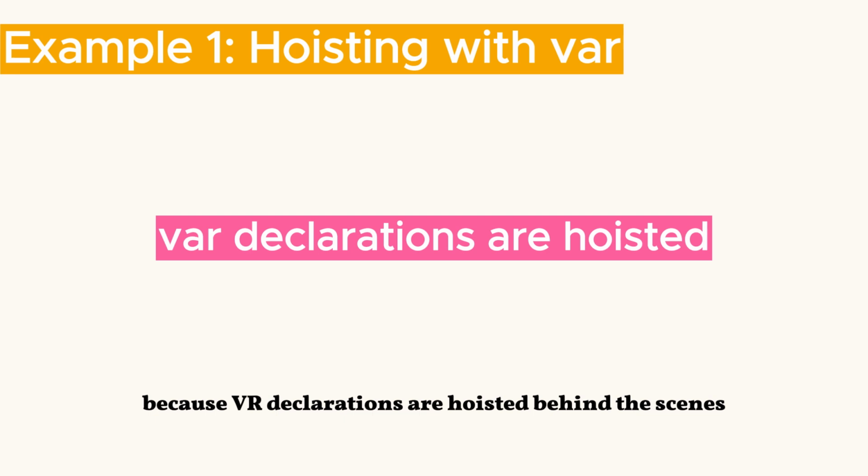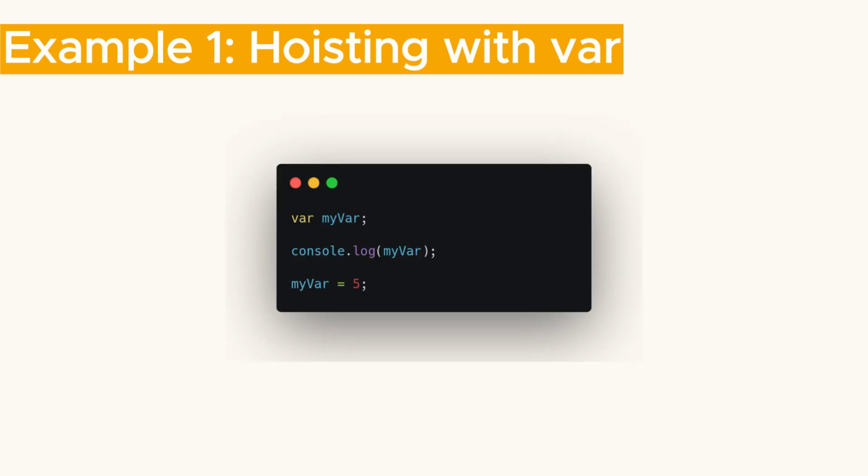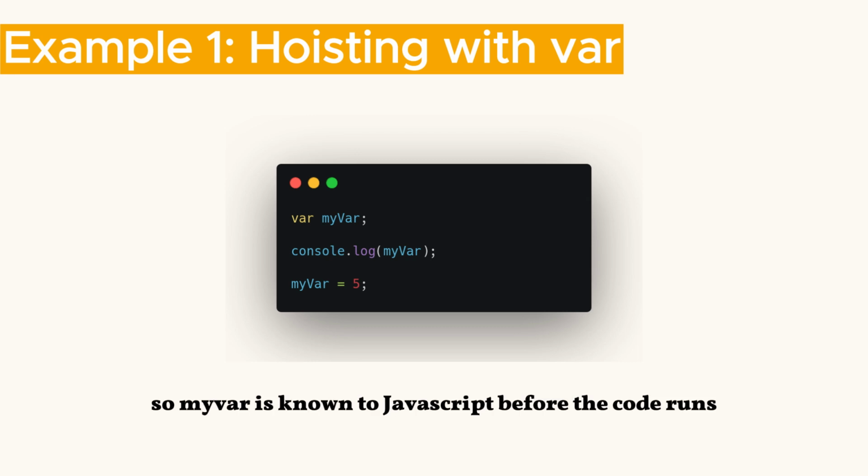Why? Because var declarations are hoisted. Behind the scenes, JavaScript rewrites your code like this. So my_var is known to JavaScript before the code runs, but it's unassigned until later. That's why console.log(my_var) returns undefined instead of throwing an error.